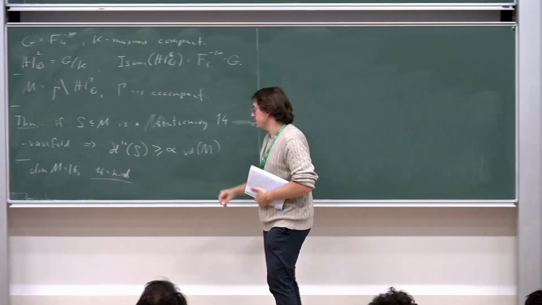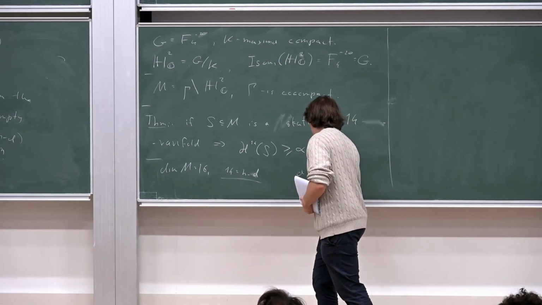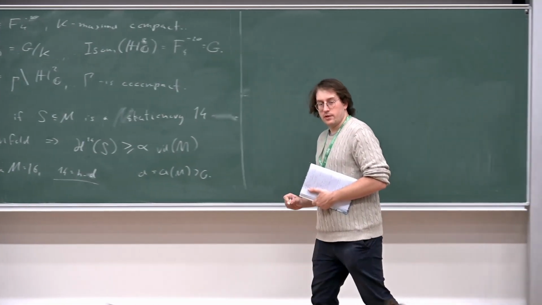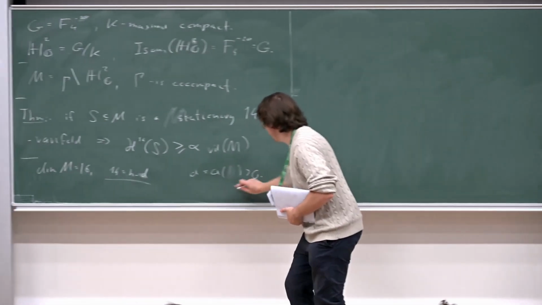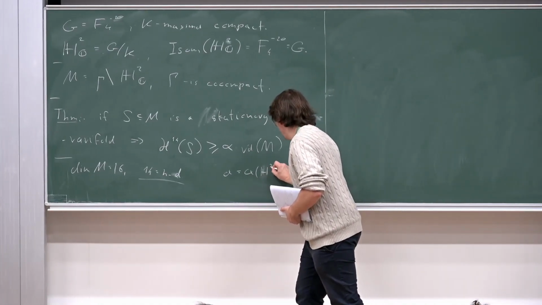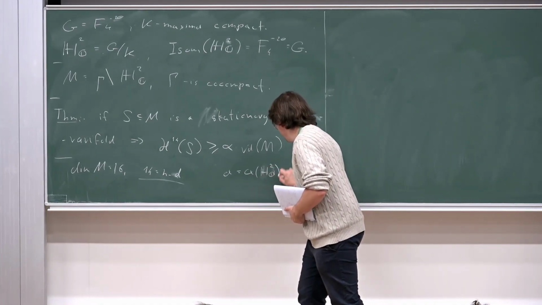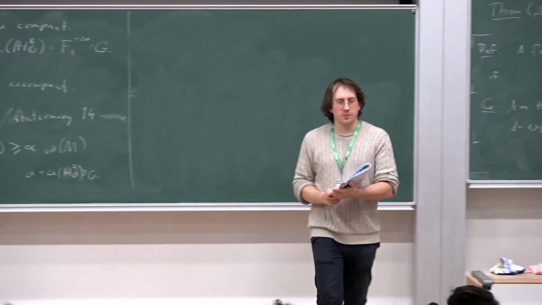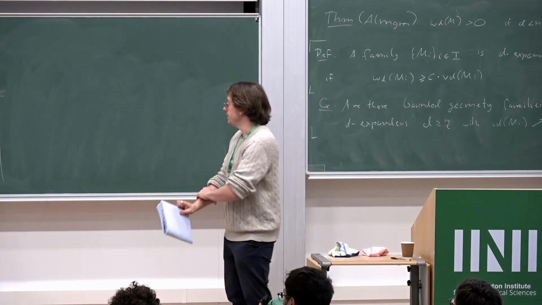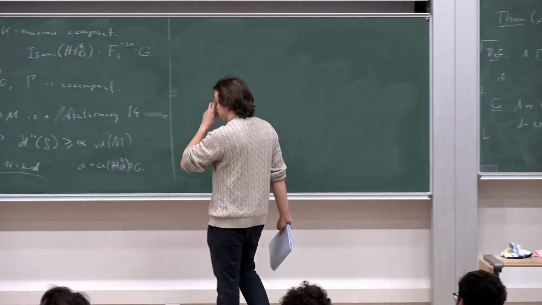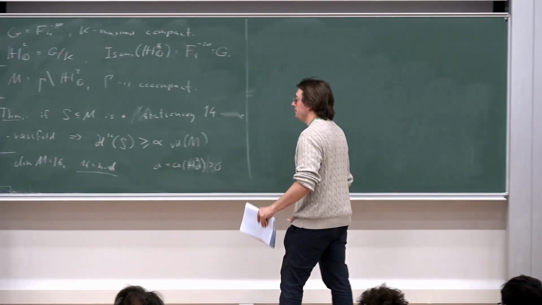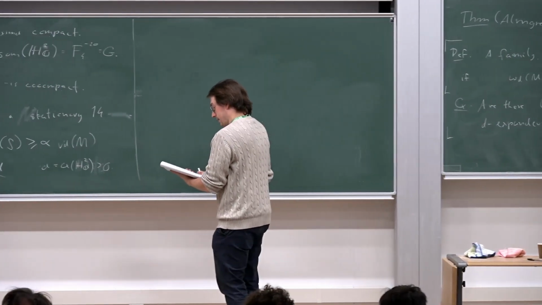Alpha is some positive constant. Alpha depends on nothing. On hyperbolic octonionic space, it's a numerical constant. So it's some number. We don't make it explicit, it's some positive number. But it doesn't depend on it.